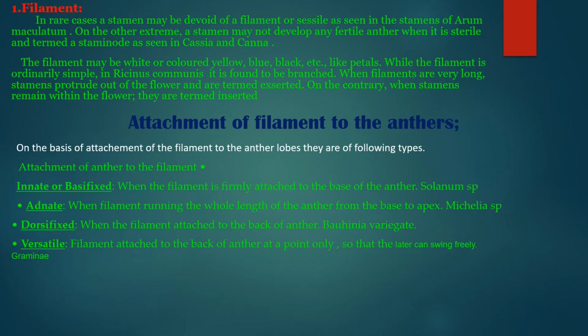The third one is dorsifixed, when the filament is attached to the back of the anther, as in Bauhinia variegata, where you find dorsifixed anthers. The fourth one is versatile anthers, where the filament is attached to the back of the anther at a point only, so that the latter can swing freely, as we see in Gramineae.